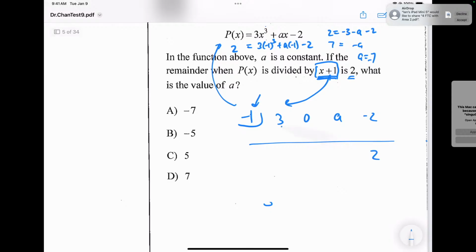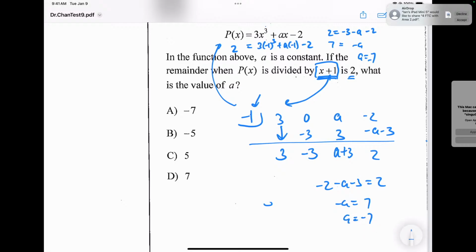So I can do it the second way. The second way is 3 times negative 1, and that's negative 3, and this is negative 3. This is 3, I think. So this is a plus 3. This is negative a minus 3. So it'll be negative 2 minus a minus 3 is equal to 2. So negative a is equal to 7. A is equal to negative 7. How many people did the second way, this way?